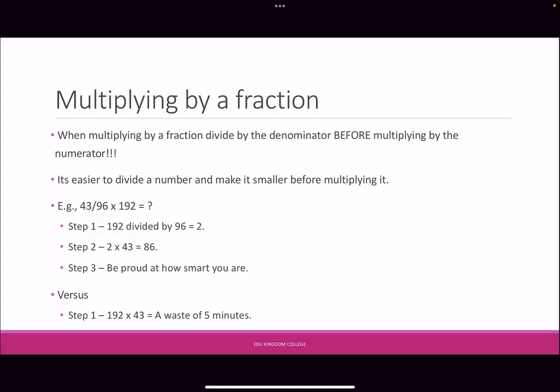The last thing we're going to look at is multiplying by a fraction. We always want to use the simplest steps, like we said in that previous slide. So you want to divide before you multiply, because otherwise, if you multiply first, you're going to get a very large number. For example, 43 over 96 times 192. If you divide 192 by 96 first, you get 2.